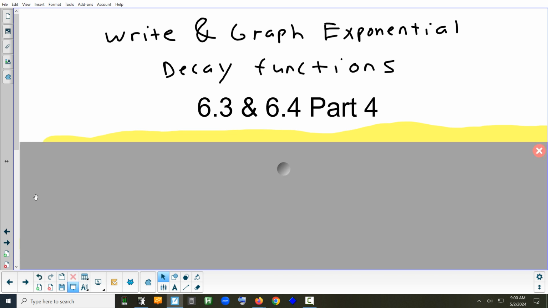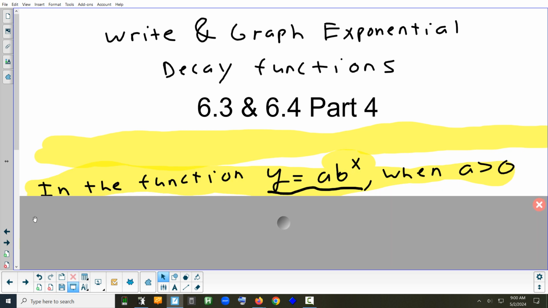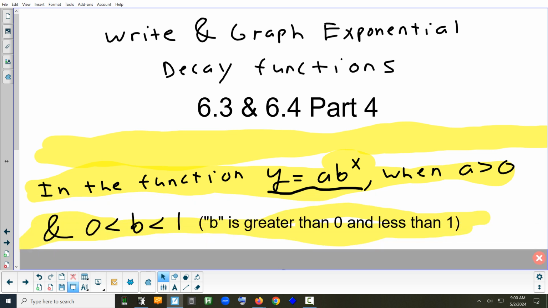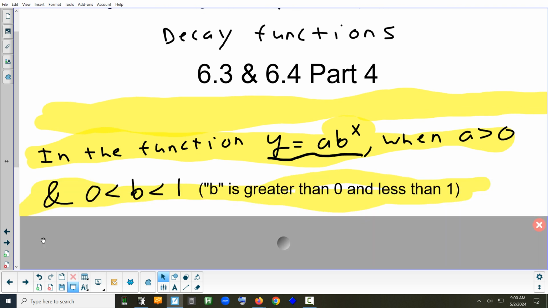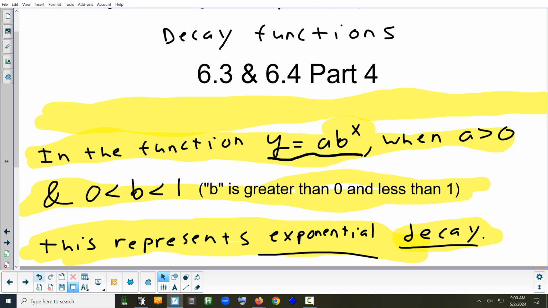All right, remind me one more time, what's the formula that we always use for the graphs that are exponential? Y equals A times B to the power of X. Yep. And what happens when the B value is between 0 and 1? What do we call that? Exponential decay. Perfect. That's what I underlined.